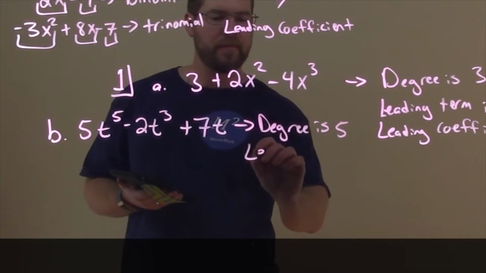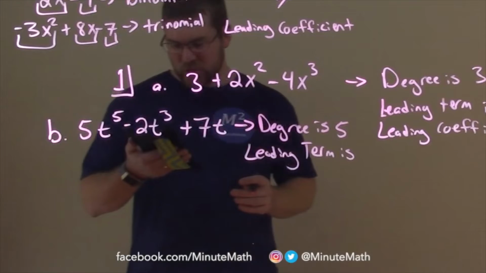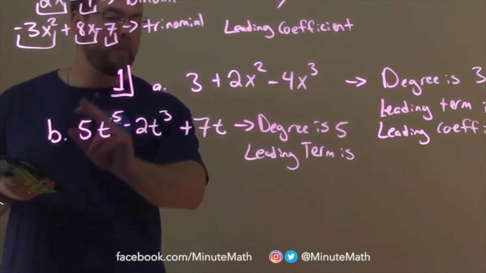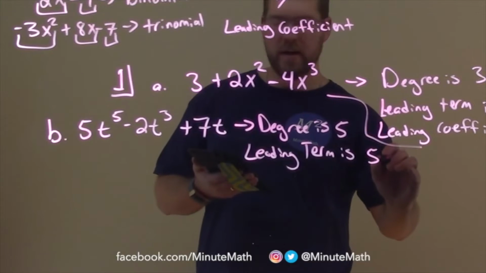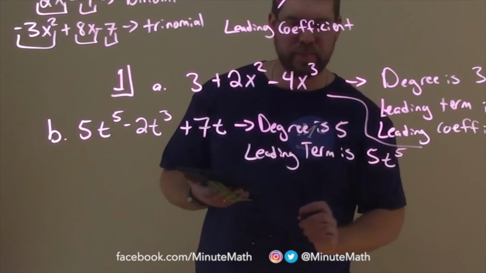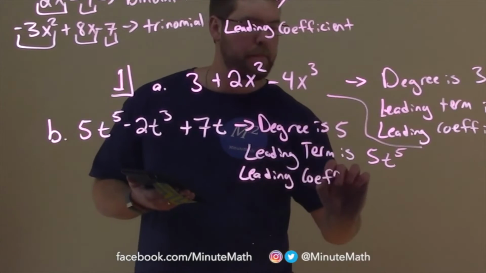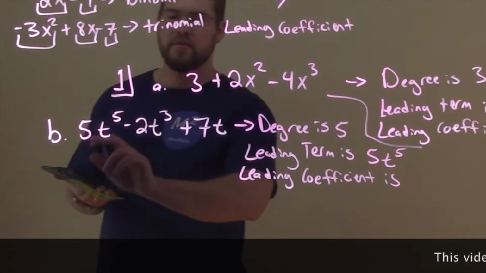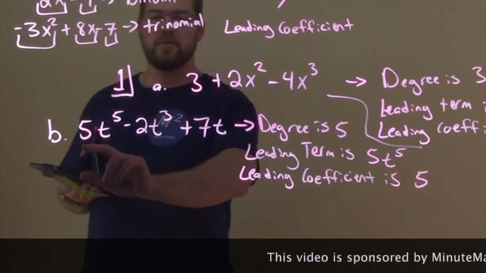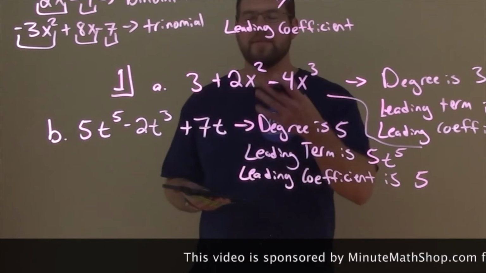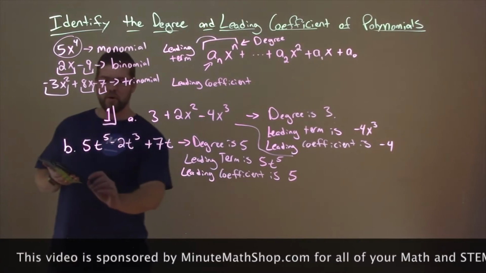The leading term, well, if the highest degree is 5, the leading term that goes with it is the whole package, which is 5t to the 5th power. And the leading coefficient is pretty easy, it's just that positive 5 here. It's the number in front of the variable with the highest degree. Not too shabby. Let's do one more.